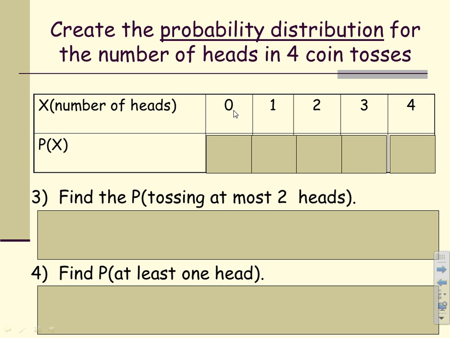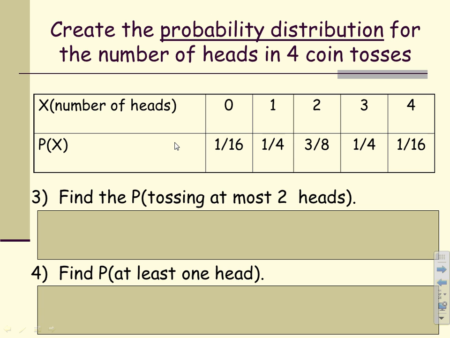Probability of having 0 heads, that's 1/16 because it's tails, tails, tails, tails. A half times a half times a half times a half, or a half to the fourth. Keep going, we go across: 1/4, 3/8, 1/4, and 1/16. It'd be a good idea for you to take the time right now to look at that and make sure that that makes sense to you. Don't just inherently trust it, because again, you're going to need to be able to do this on your own.